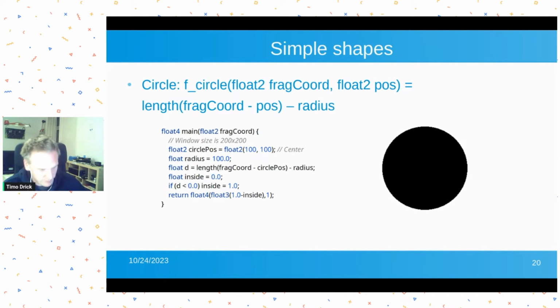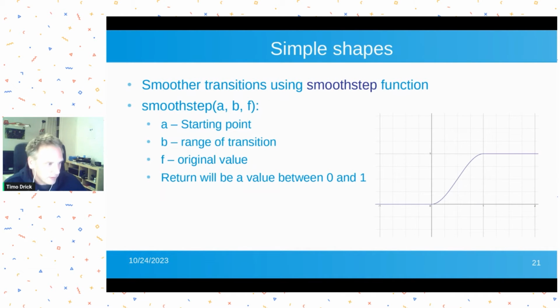One thing you may notice is that the edges of the circle are very pixelated or sharp, and you have these rectangles at the edges. Normally you don't want this, so there's a function to get rid of this pixelation, and it's called smoothstep. It's also built into shaders, so you can just use it. You give it a starting point and an end point, or a range, and your function value, and then it will return a value between 0 and 1, and it will do a smooth transition between them.